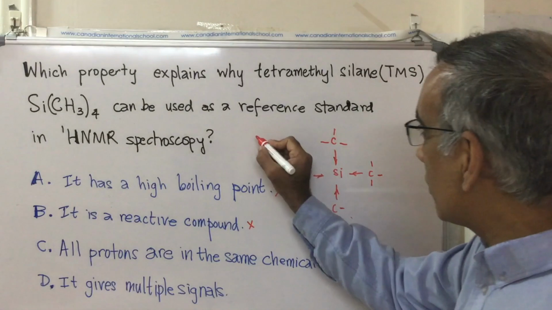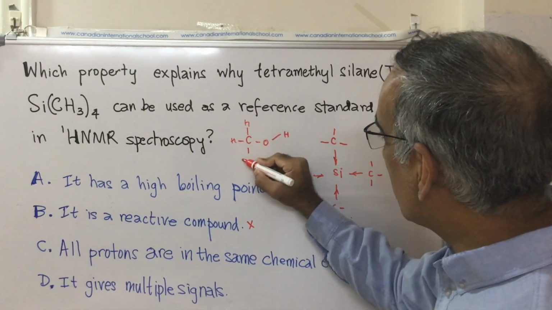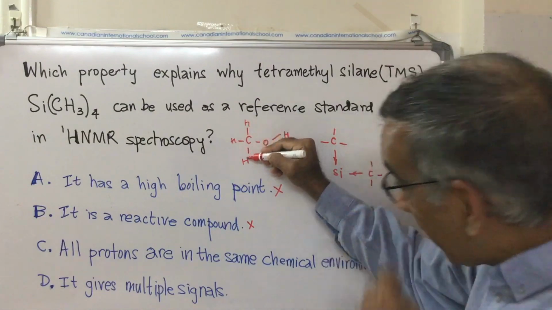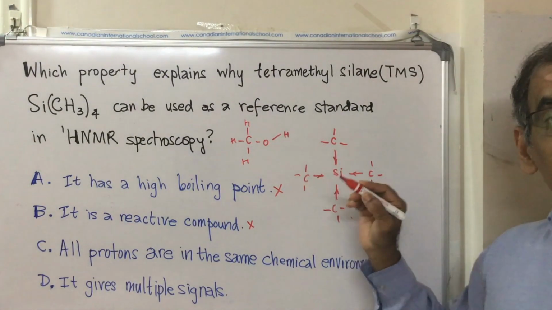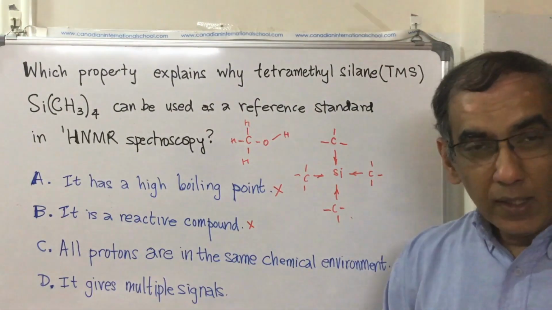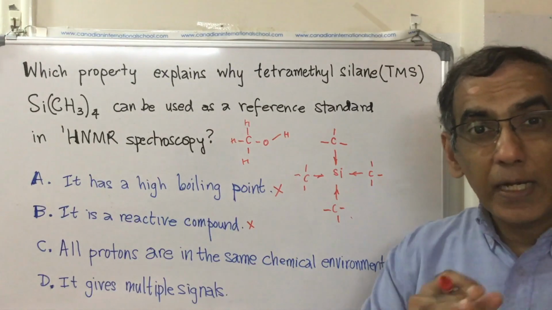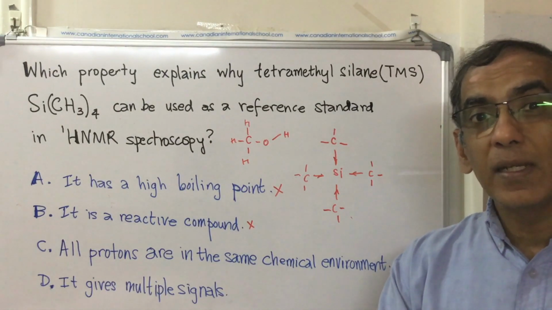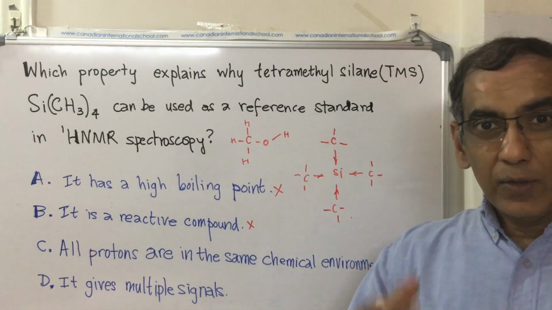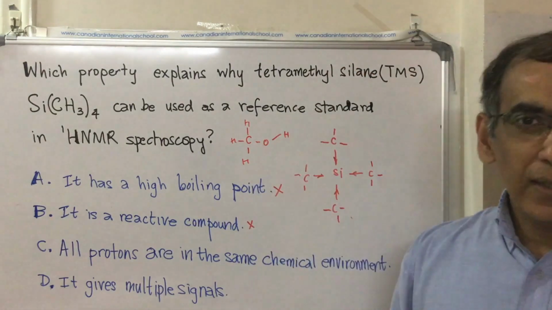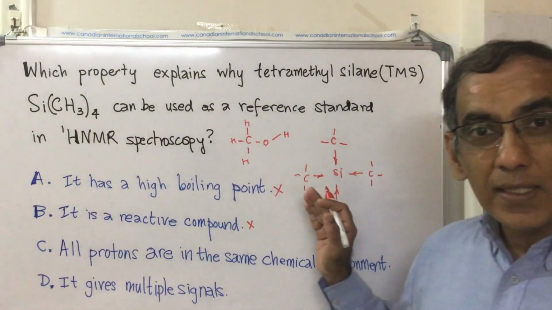That is opposed to a structure like this, where these hydrogens in CH3OH are all in the same chemical environment, but this one here attached to the oxygen is in a completely different chemical environment. What NMR spectroscopy does is identify hydrogens based upon the chemical environment that they're in. So if they're all in the same environment, they're all going to give one signal on the NMR spectroscopy machine, and that's exactly what happens with TMS.